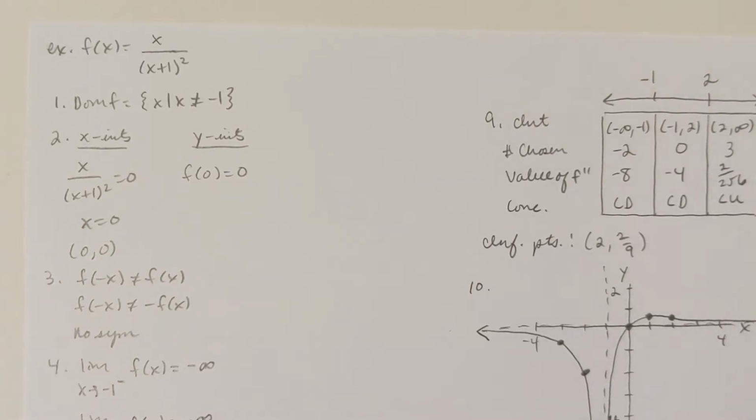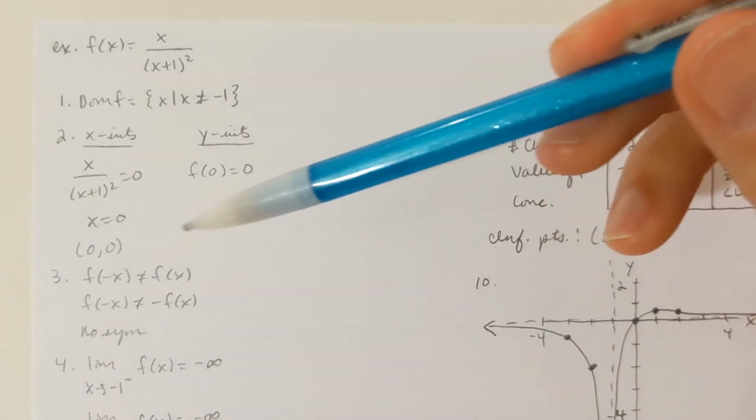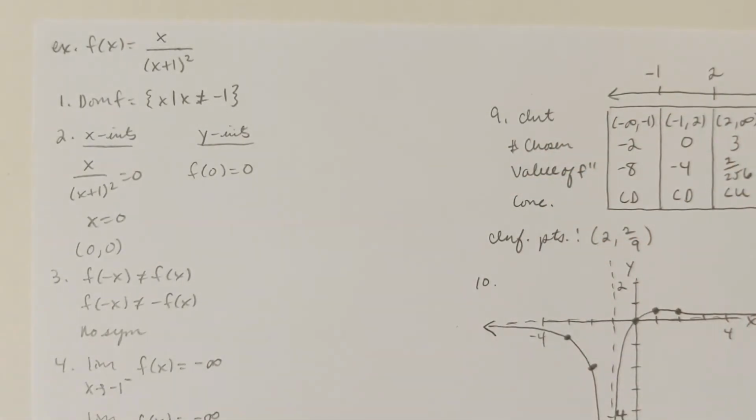Step 3, we want to check for any symmetry. Okay, if f of -x and f of x are the same for all x, then f is an even function and would be symmetric to the y-axis. That's not going to happen here because if I replace x with a -x, I don't have exactly the same function as I originally had, right? Because I have -x divided by (-x plus 1) squared. That's not the same as what we see there.